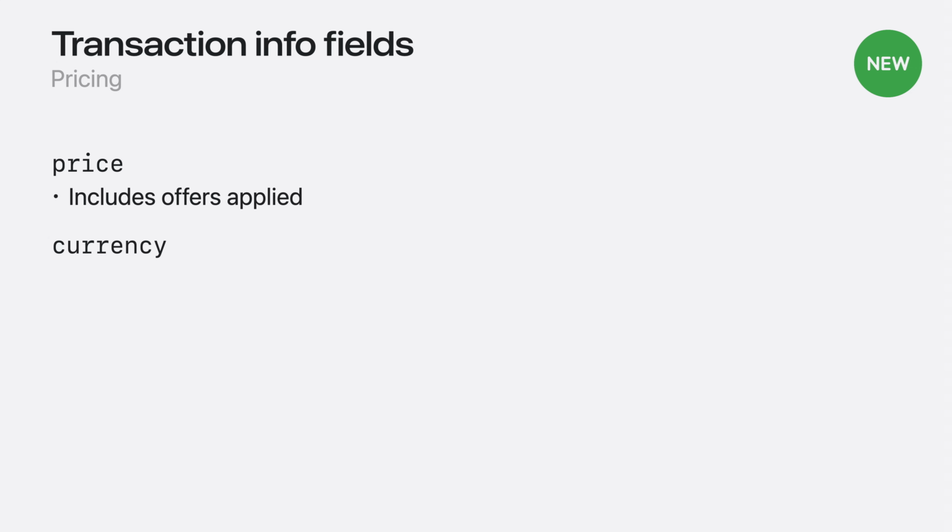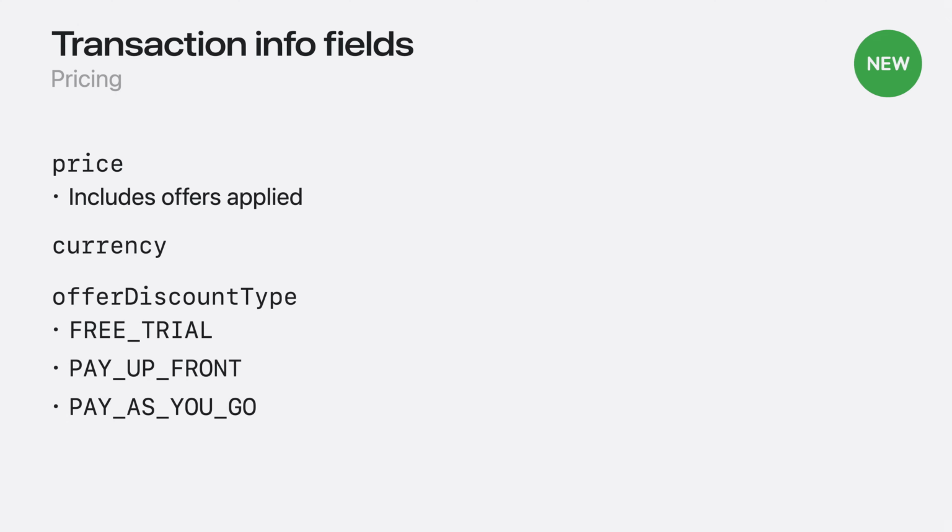The new price and currency fields indicate the display price and currency of the purchase the customer made, inclusive of any offers applied. When using these fields, remember that App Store Connect reporting is the source of truth for financial and accounting purposes. If an offer applied to the purchase, the new Offer Discount Type field indicates the payment mode of that offer, either free trial, pay upfront, or pay as you go.